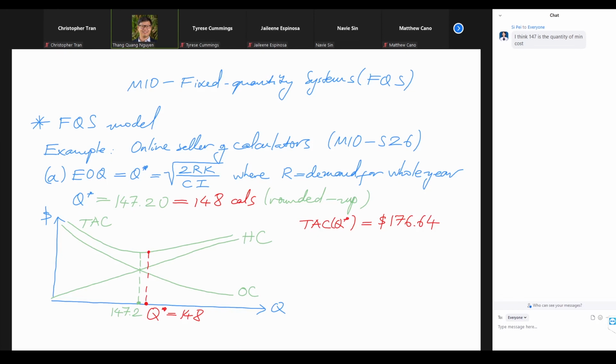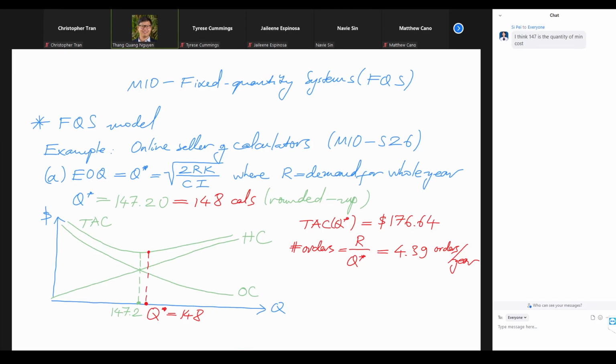Besides this, I also ask you to calculate the number of orders in the year, right? So the equation is, you take the total demand for the whole year divided by the quantity that we order every time. So if you do it correctly, then that number should be 4.39 orders per year. The total demand is R, which is the weekly demand multiplied by 52 weeks, divided by the Q star of 148. Then we have 4.39 orders per year on average.